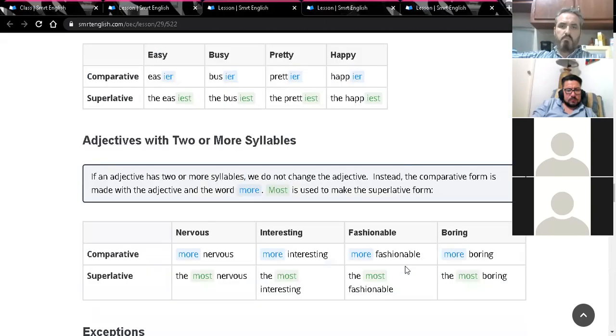Now, adjectives with two or more syllables. If an adjective has two or more syllables, we do not change the adjective. Instead, the comparative form is made with the adjective and the word "more," and "most" to make it a superlative. For example, and I'm not going to generalize because there are exceptions, the adjective simple. Simple has two syllables, but it's short, so it doesn't seem that I have to add another word before it, unlike nervous. Nervous, two syllables. Most adjectives are two syllables, most of them, and not because they have two does it mean that they are going to be joined with another word such as "more" or "most."